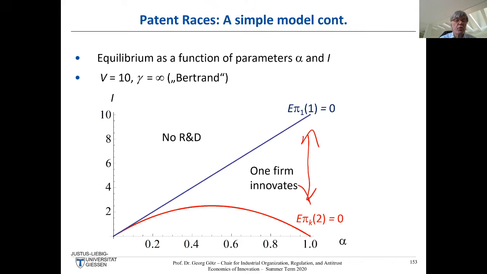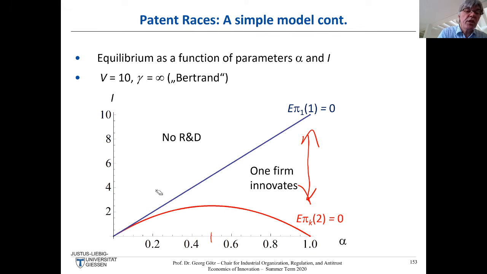In terms of I, we get the same result if we move up for a given alpha horizontally. You will see if we decrease I, first of all, if we start at 10 and we move down, we first don't get any R&D, then we get one firm doing R&D, and finally, for very low values of I, we get two firms doing R&D.